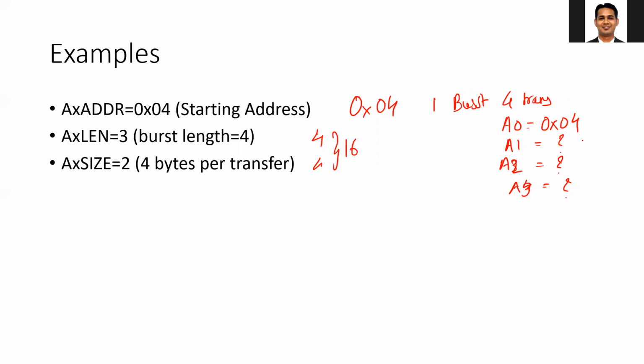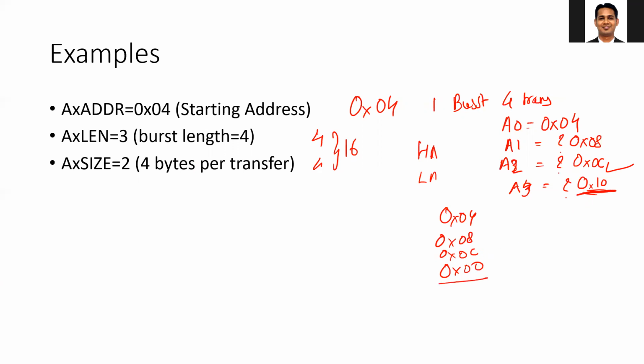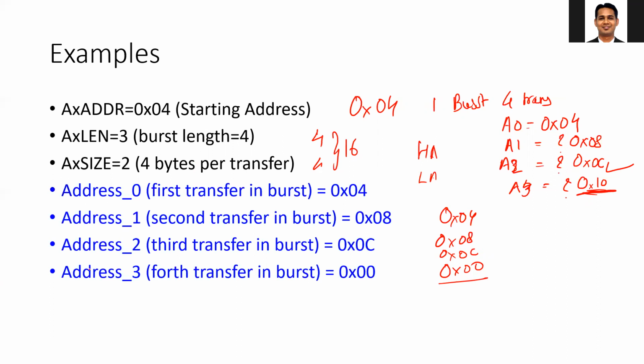Now, in the INCR burst, the transfer addresses will be 0x08, 0x0C, and then 0x10, if I'm correct. But in the WRAP, you need to calculate the higher address as well as the lower address, that is the WRAP boundary, and you will see that it will be 0x04, then 0x08. Then you will reach the upper address of the boundary after 0x0C, which is the WRAP boundary, and you will come back to the lower one. Okay, so this is how the addresses will be.